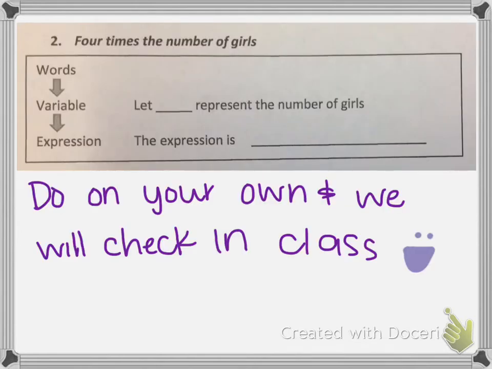For number 2, 4 times the number of girls, I would like you to do this on your own. So that means you need to write the words, you need to define a variable, and you need to write the expression on your own. And we will check this tomorrow in class. So please take a moment to pause the video, do this on your own, and we will check tomorrow in class.